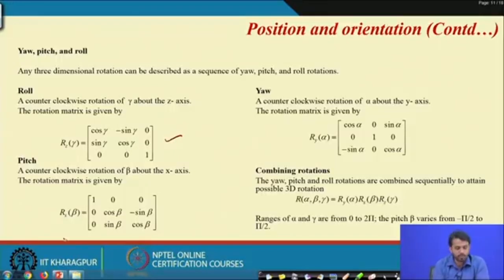Similarly, for the pitch rotation, a counterclockwise rotation of angle beta about the x axis is considered, in which the rotation matrix can be given by 1, 0, 0; 0, cos beta, minus sin beta; then 0, sin beta and cos beta.